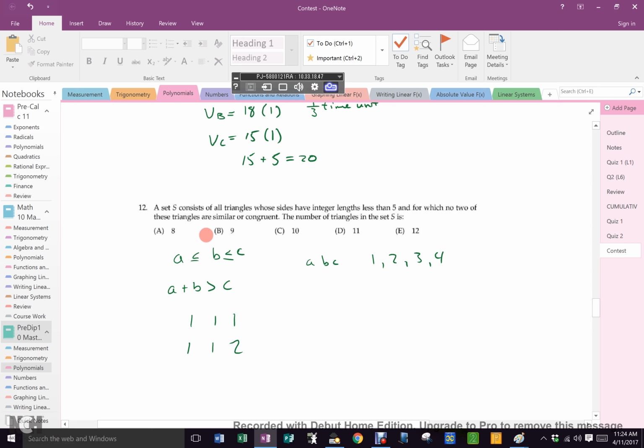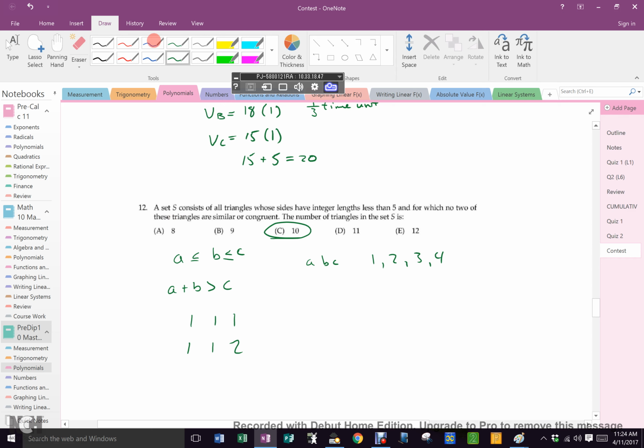And I got up to 10, but I don't know if that's right. There may be more, there may be less, because I didn't have time to check on similar or congruent. But I know like 2, 2, 2 and 4, 4, 4 are similar, so you can't count those, right? And 1, 1, 1, so I can only count the 1, 1, 1 guy. So I just started counting. I got up to 10, but I have a feeling it might be 9. I'm not sure which. I'm going to look it up tonight.